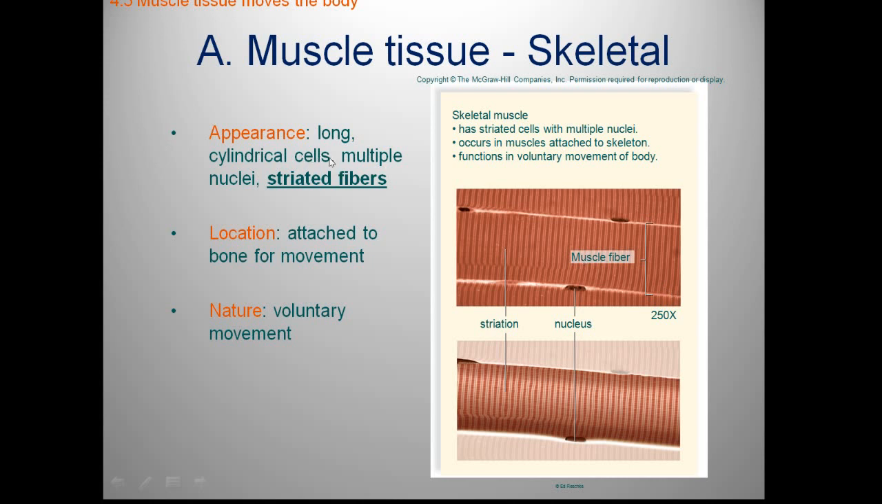The cells are a little different. They have more than one nucleus. They're found attached to your bone. That's why we call it skeletal, right? Your skeleton is your bone. The way they work is called voluntary movement. That means they move when we tell them to move. Voluntary movement is going to be important. You have to consciously think about moving your skeletal muscle.